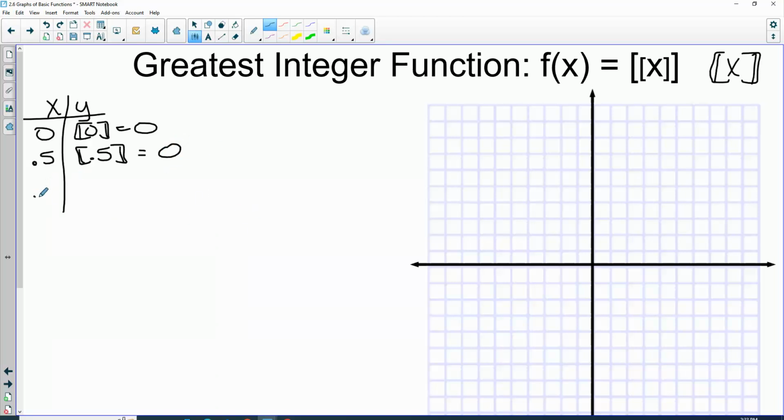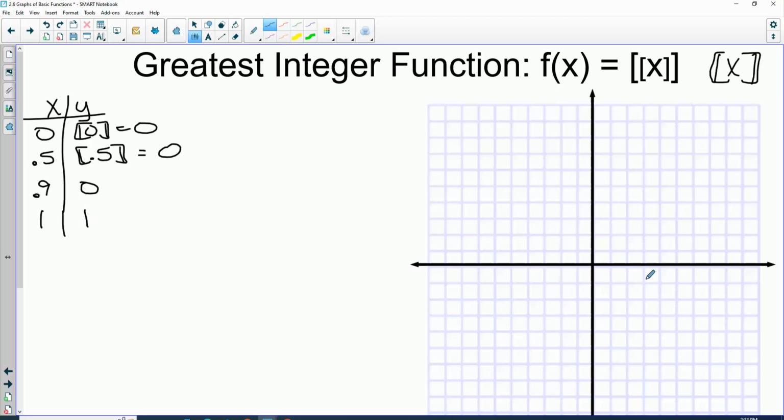If I put in 0.9, what is the greatest integer of 0.9? Still 0, because it still falls between 0 and 1. You have to give me the smaller number, so we get out 0. When I put in 1, what's the greatest integer of 1? 1, because it's an integer.